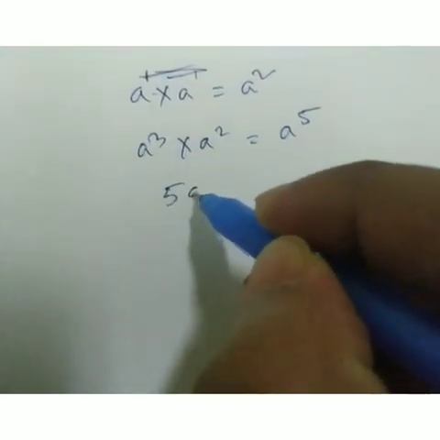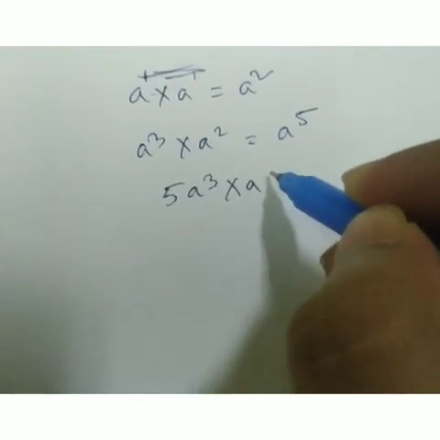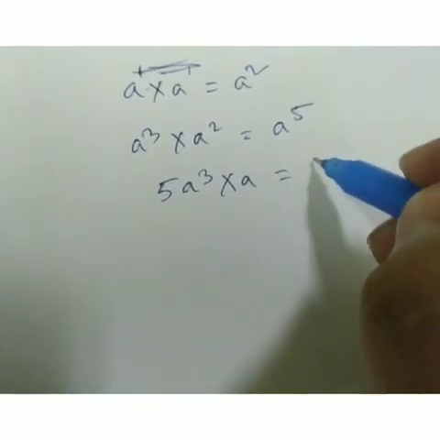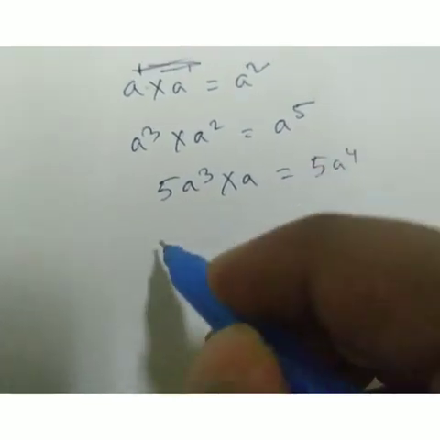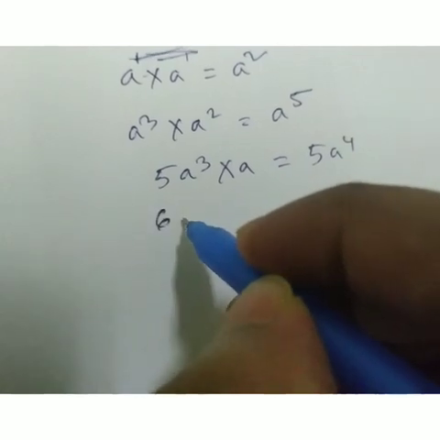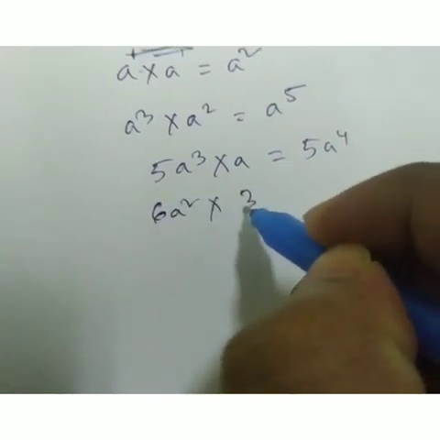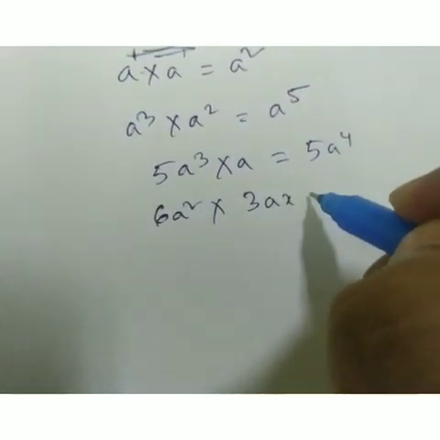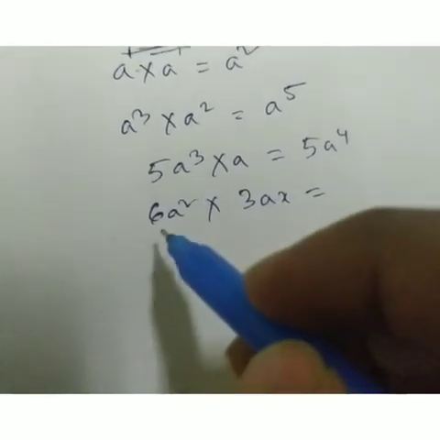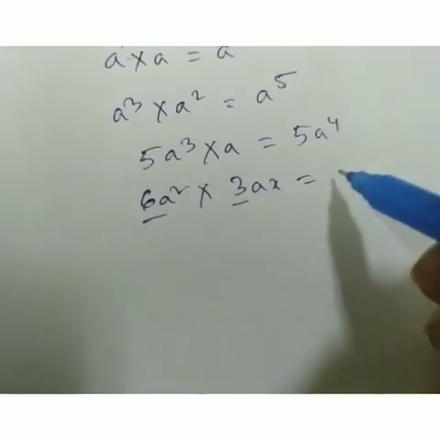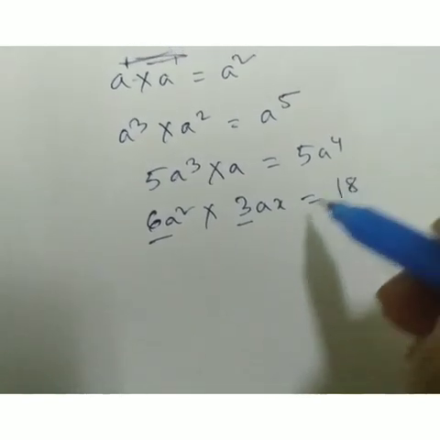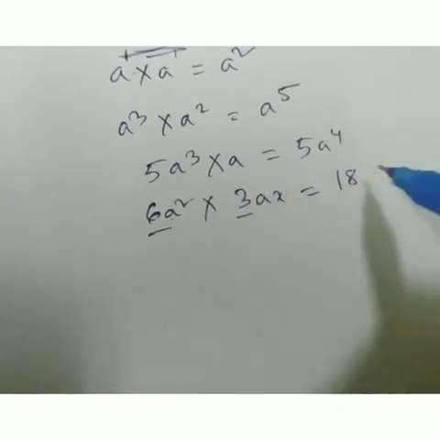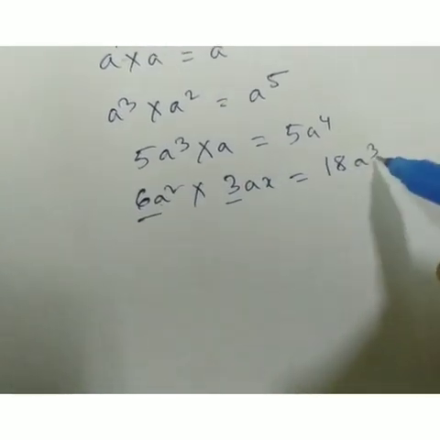Similarly, if we have 5a cube into a, what do we get? 5a to the power 4. Let's say for 6a square into 3ax, how do we multiply? We usually multiply the numbers first. 6 into 3, 18. Then same alphabets, a square into a is a cube, then x.